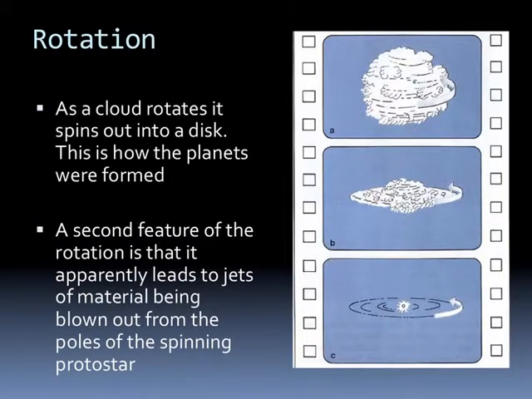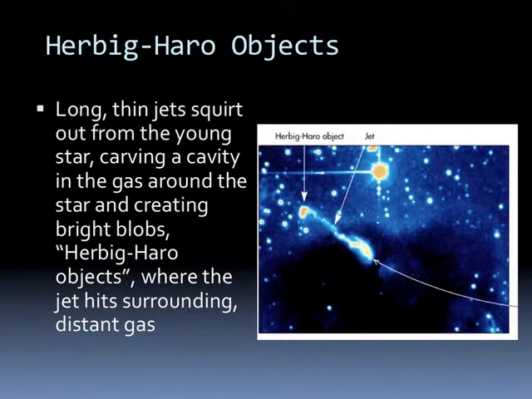Now, as the cloud rotates, it spins out into a disk. This is how planets were formed. A second feature of the rotation is that it apparently leads to jets of material being blown out from the poles of a spinning protostar. We call these Herbig-Haro objects. They're large, long, thin jets of material that squirt out from a young star, carving a cavity in the gas around the star, creating bright blobs, Herbig-Haro objects, when the jet hits the surrounding gas.